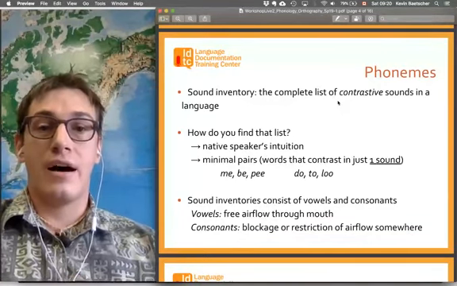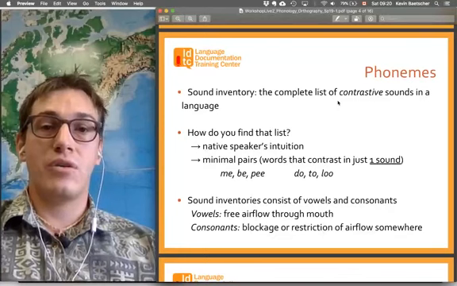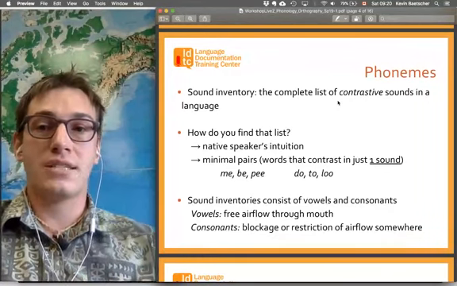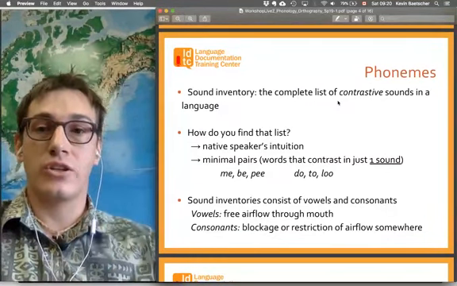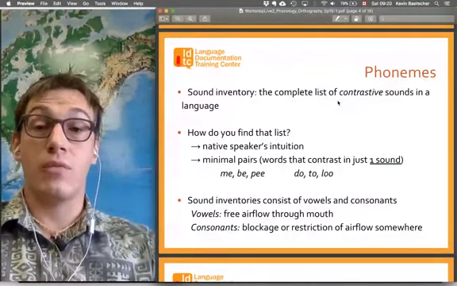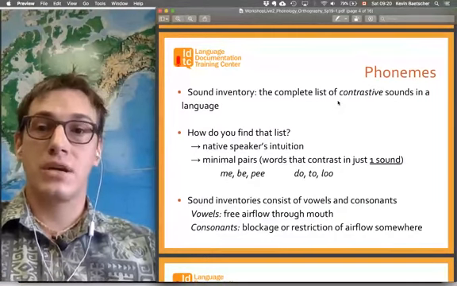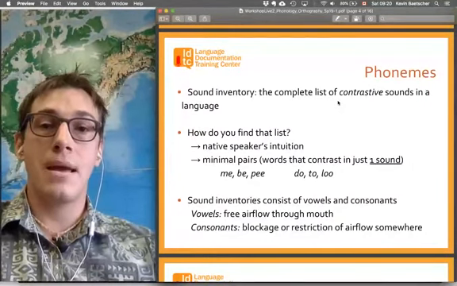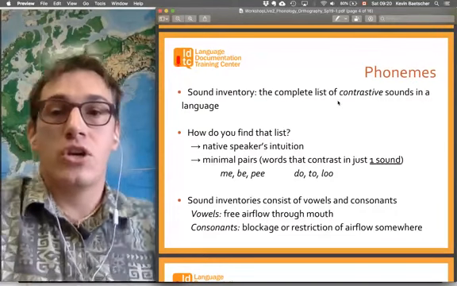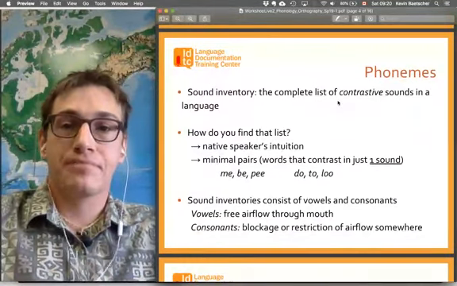So you can have me, B, and P. All of these three words are different in only one sound, in the sound that they start with, right? And in fact, if you look at these three words, you notice that all of these words start with a labial sound. That means that you use your lips to pronounce it. So you go me, B, P, right? So you use your lips, but you use them in different ways to pronounce these different sounds.